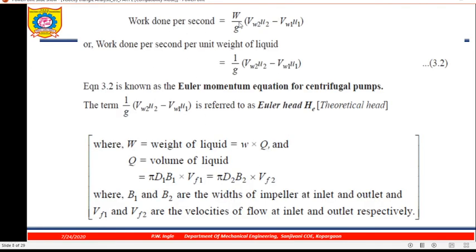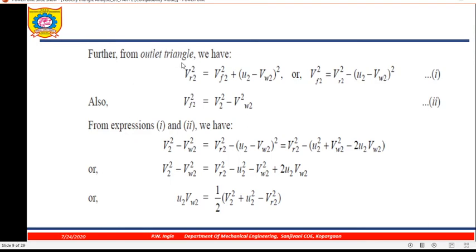Now work done per second is W by g times (Vw2 U2 minus Vw1 U1). Per unit weight, it is 1 by g times (Vw2 U2 minus Vw1 U1). This equation is known as the Euler momentum equation for a centrifugal pump if Vw1 is not 0. So it is known as Euler head.